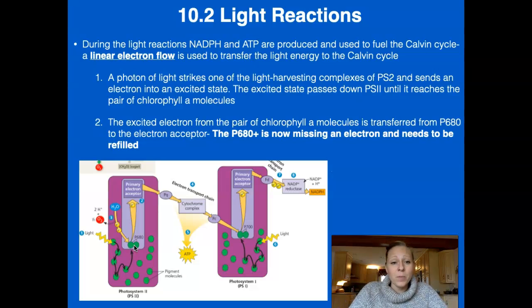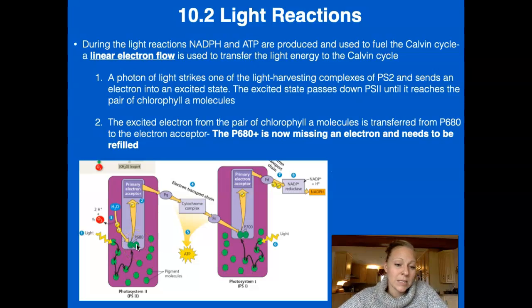and is transferred from P680 to the electron acceptor. So what happens here is that when that energy is transferred to the P680, also known as the chlorophyll pair, that energy is going to excite an electron. And so here, understand that these chlorophyll molecules were excited. The electrons went to an excited state, but then came back down, and it passed that energy on.